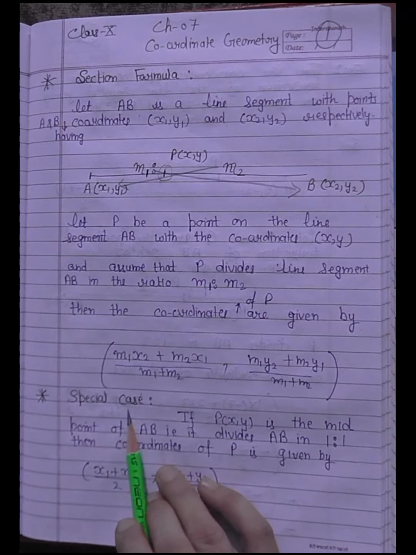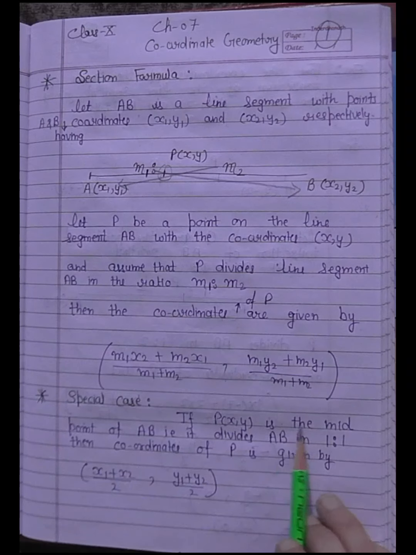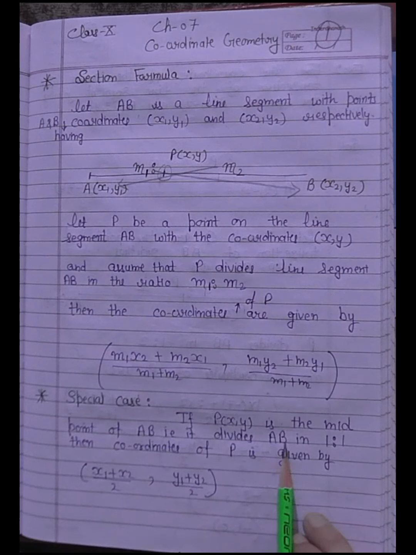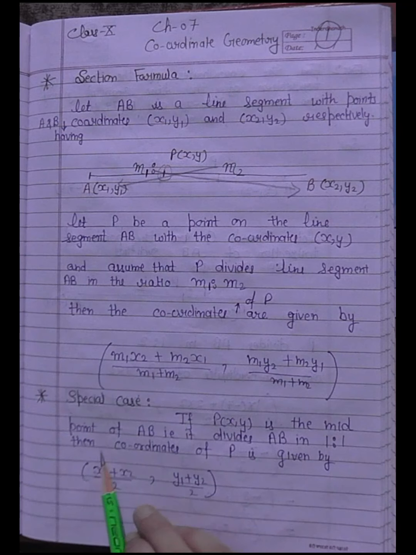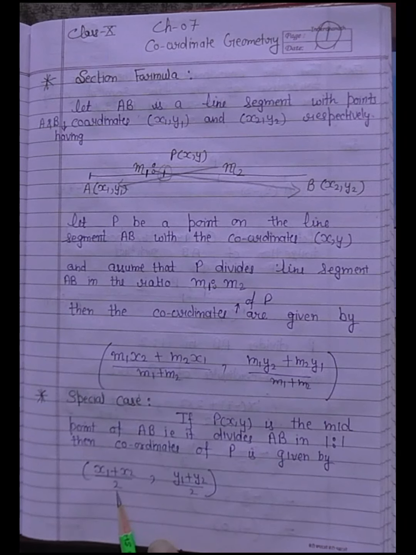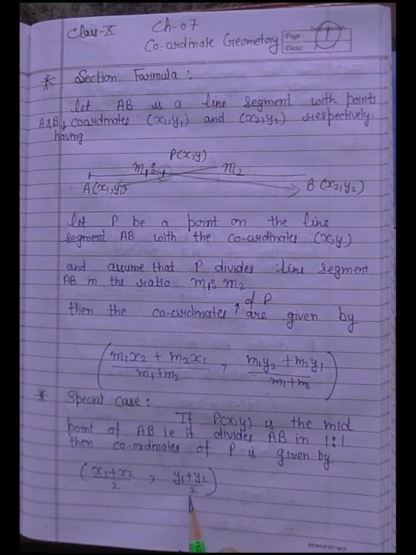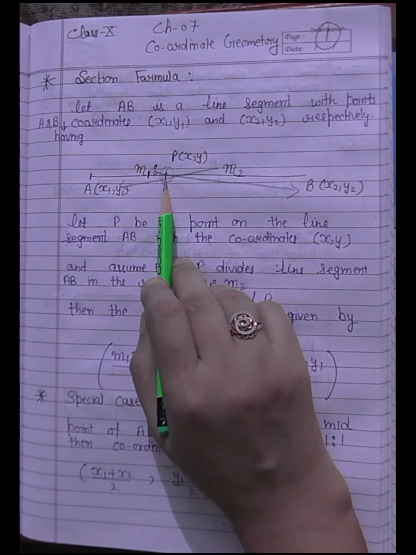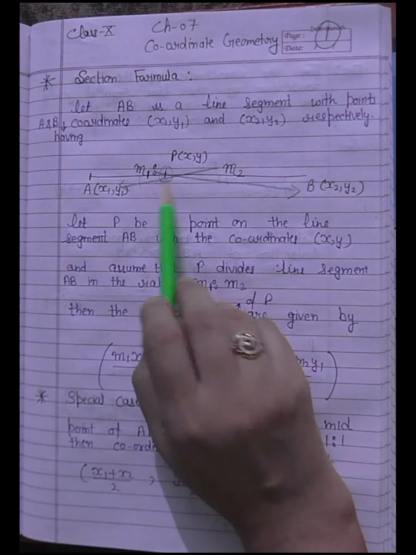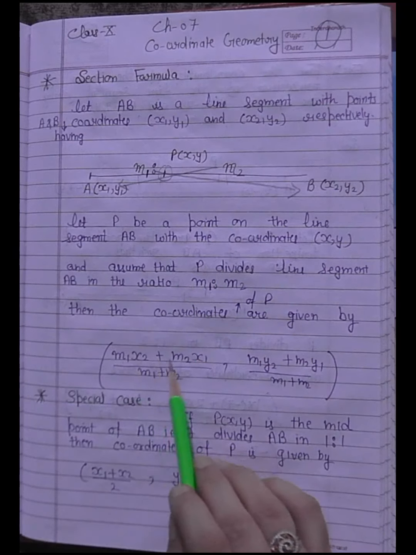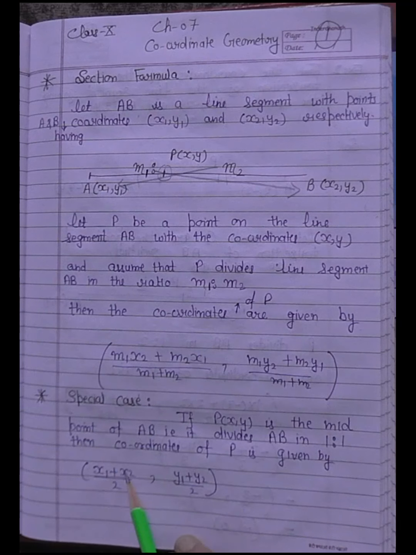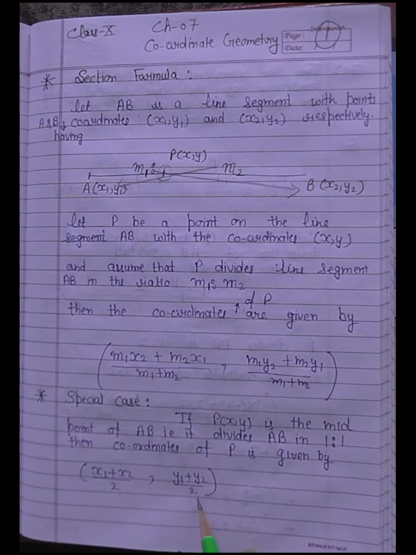Now the special case: if P is the midpoint of AB, that is, it divides AB in the ratio 1 ratio 1, then the coordinates of P are given by (x1 plus x2) by 2 and (y1 plus y2) by 2. Because if P is the midpoint, then the ratio will be 1 ratio 1 and the values of m1 and m2 are 1. By putting the values m1, m2 as 1, 1, we will get (x1 plus x2) by 2 and (y1 plus y2) by 2.